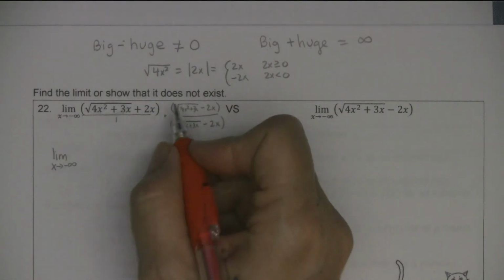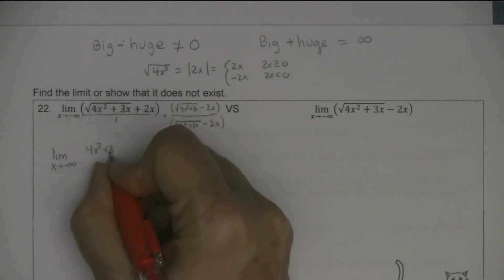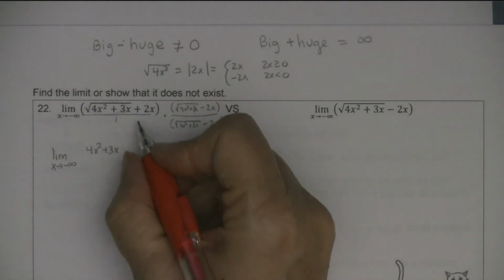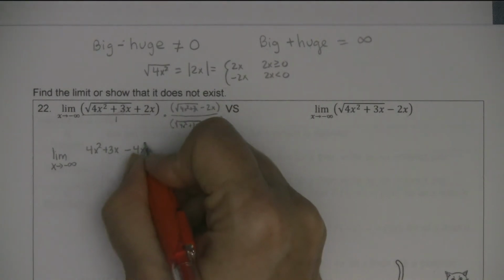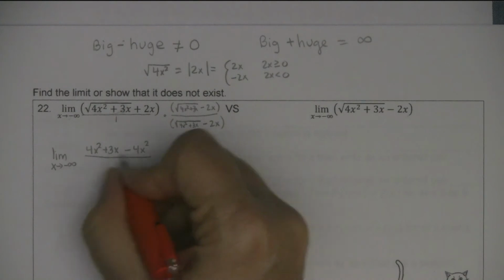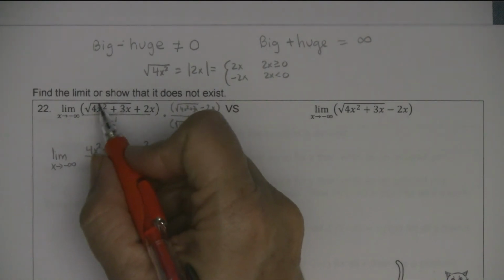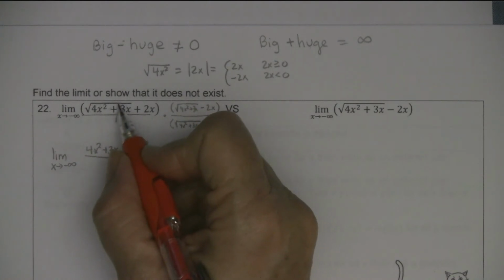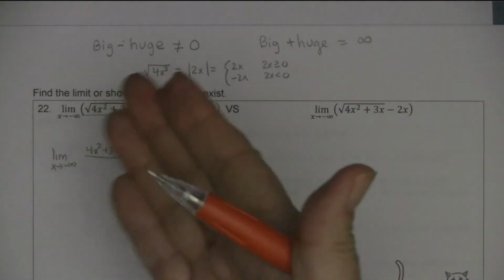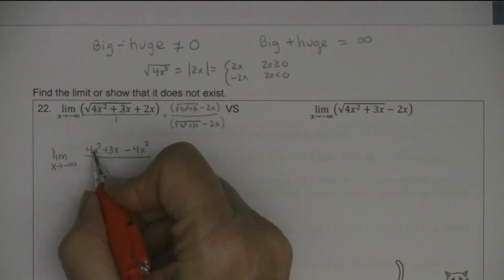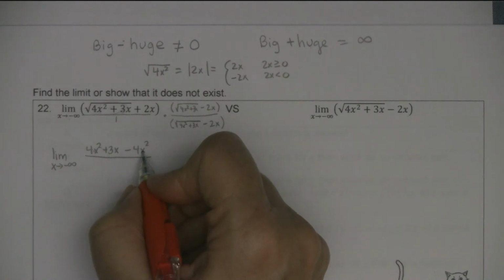So the first gives 4x to the second plus 3x, right? And then this is minus 4x to the second. Now I can subtract these because this is really what it is. When you do dominant term analysis, it's like I'm rounding, and I'm saying this is about negative 2x, and that's 2x. Well, that's when you start to get the problem. But this is truly 4x to the second, and this is truly minus 4x to the second.